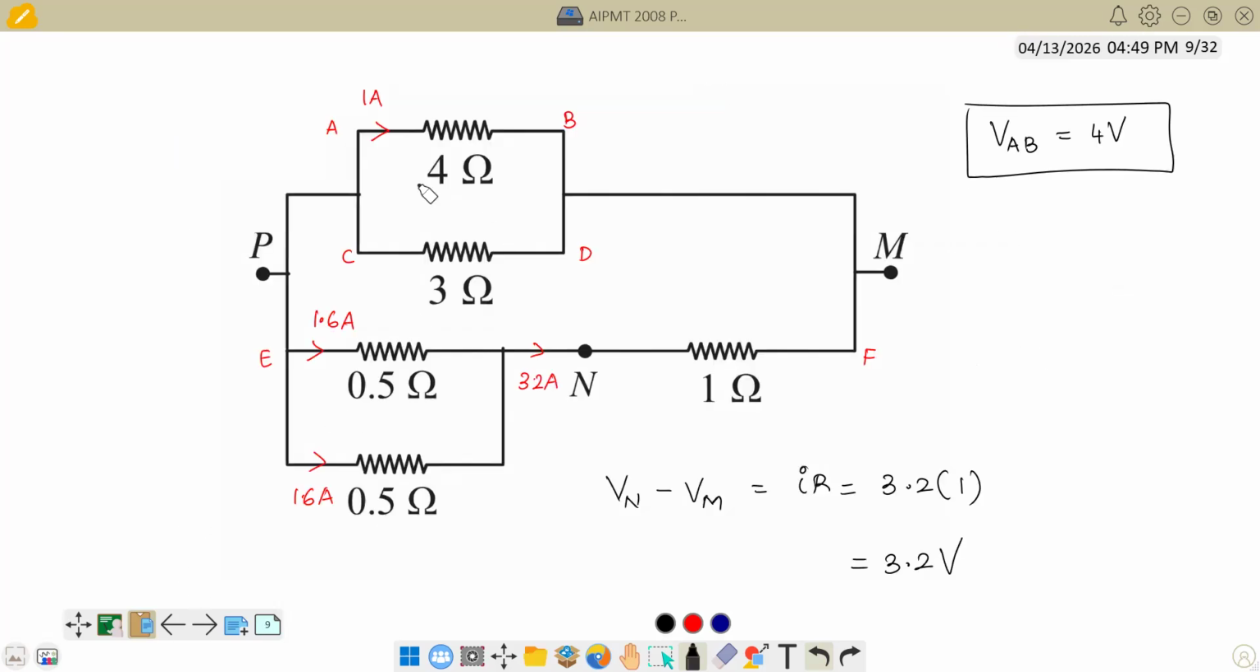Even though it is not asked, if somebody asks you what's the current flowing through this, if you want the current flowing through this, we will write V CD by 3. V CD would be 4 by 3 amperes. Even though they are not asking it, here it would be 4 by 3 amperes. I hope this entire concept is pretty clear to you, how we are supposed to solve the problem and all that.